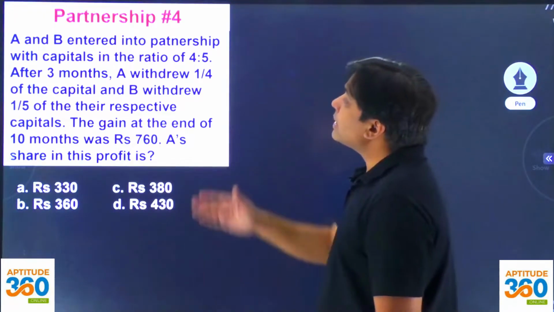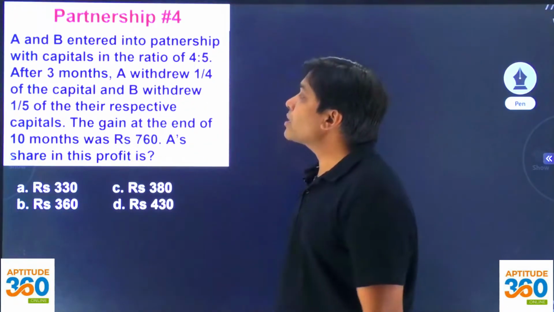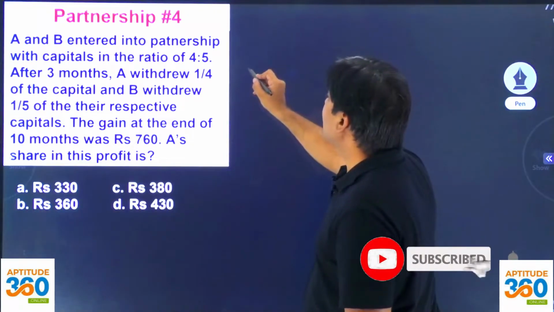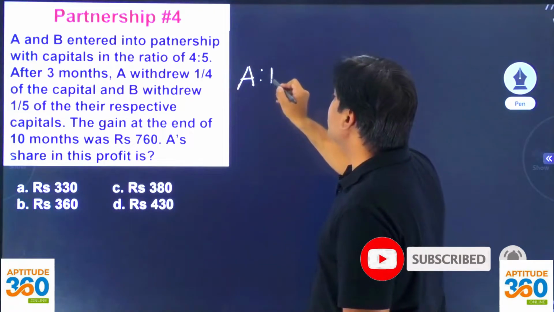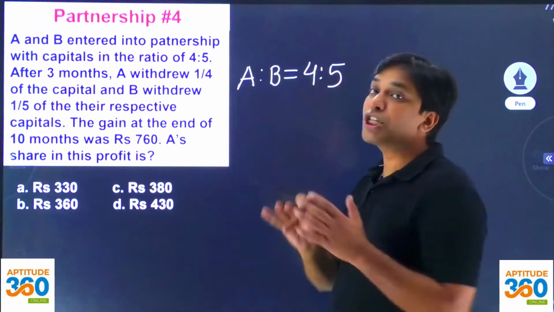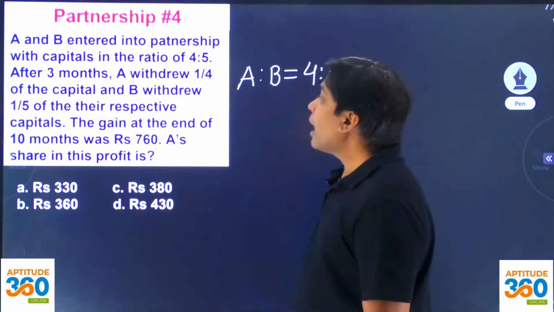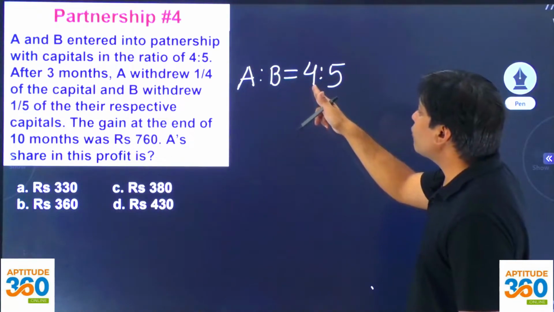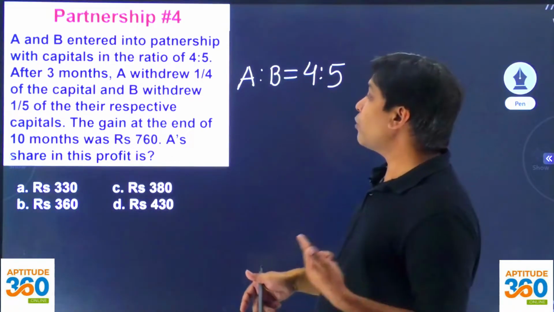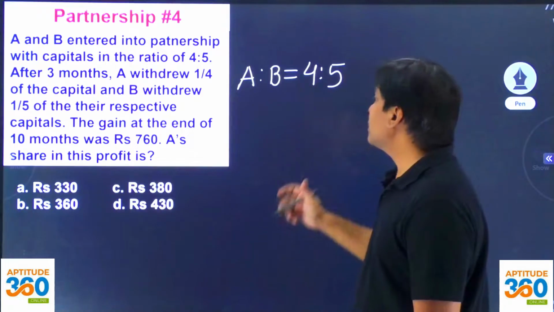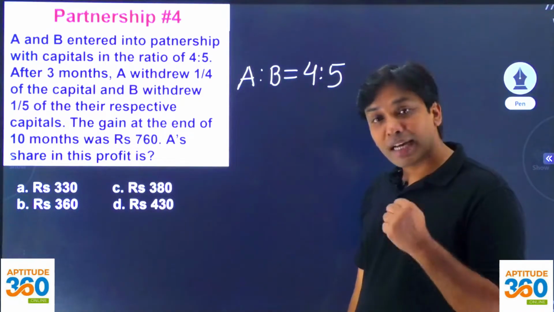So this problem says that A and B entered into a partnership with capital of 4:5. So A is to B is given to you as 4:5, the ratio of capitals. After 3 months, A has withdrawn 1/4. So can I find out 1/4 of 4? Yes, it is pretty simple for me to find out. And then B has withdrawn 1/5 of the capital. 1/5 of 5 ये भी निकालना बड़ा आसान है.